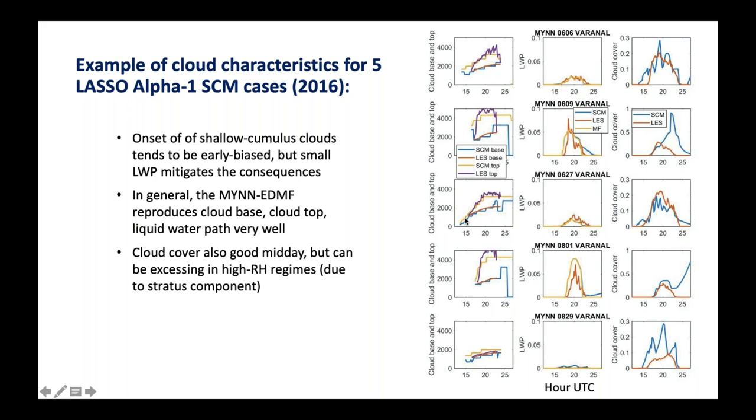The onset tends to maybe have a little bit of an early bias in the single column model. Liquid water path in the second panel, you just compare the orange to the yellow, first of all here, and it shows that it matches fairly nicely for all these cases, ultimately. And then the cloud cover in the far right, it generally matches pretty well too, except for at the end during these high RH regimes where it starts activating the stratus component. In that case, luckily the stratus component is not predicting a large mixing ratio to go with it, so it doesn't have a big impact on the liquid water path. But overall, it seems the mass flux component is definitely doing a very good job in these cases.